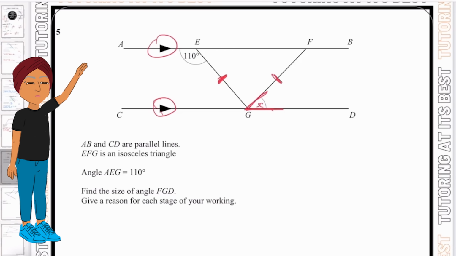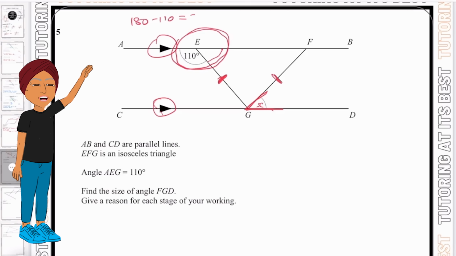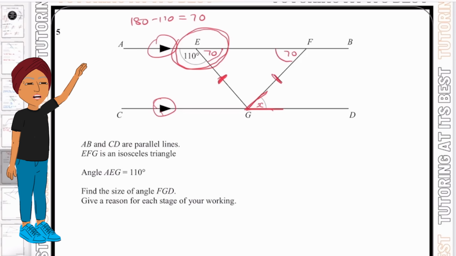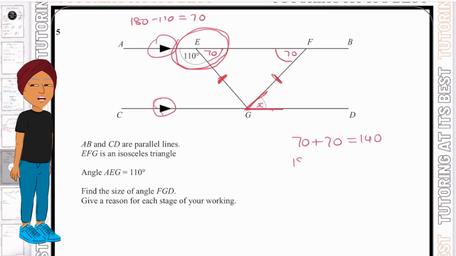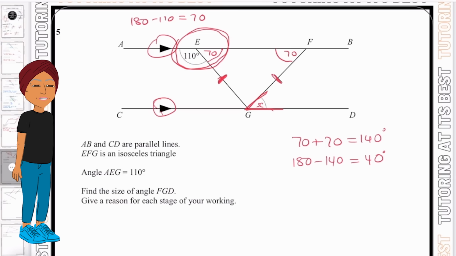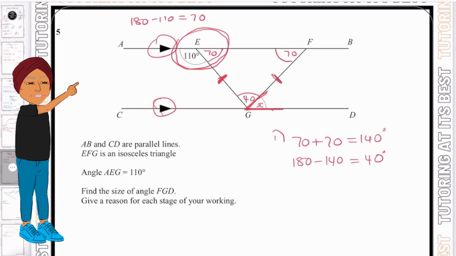So the first thing we can see here is that angles on a straight line add up to 180 degrees. So I know 180 minus 110 gives me 70. So I know that angle E is 70. And because it's an isosceles, angle F is also 70. And on that basis, I'll have 70 and 70, which gives me 140 degrees. And 180 minus 140 gives me 40 degrees. So now I know that the middle section of G is 40 degrees. So that's the first step I've taken.